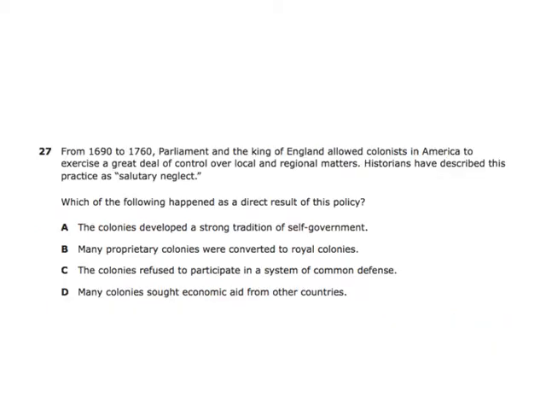Okay, from 1690 to 1760, Parliament and the King of England allowed colonists in America to exercise a great deal of control over local and regional matters. Historians have described this practice as salutary neglect. Which of the following happened as a direct result of this policy?